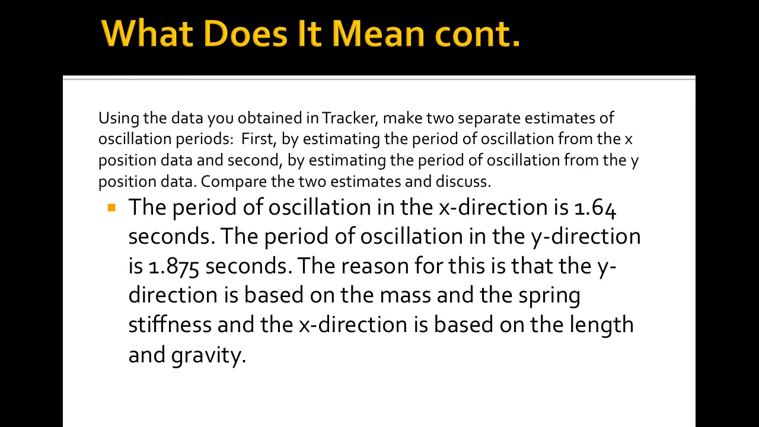The other question was to estimate the period of oscillation from the x position and estimate the period of oscillation from the y position. The period of the oscillation in the x direction is 1.64 seconds, and the period of the oscillation in the y direction is 1.875 seconds. The reason for this is that the y direction is based on the mass and the spring stiffness, and the x direction is based on the length and gravity.